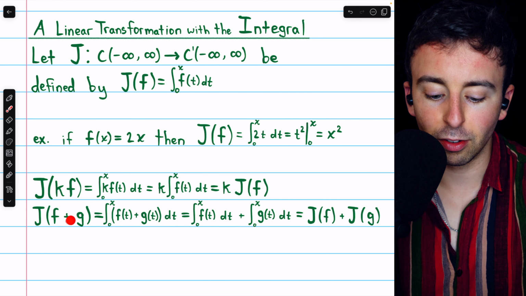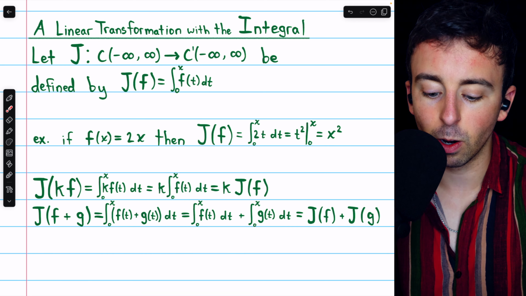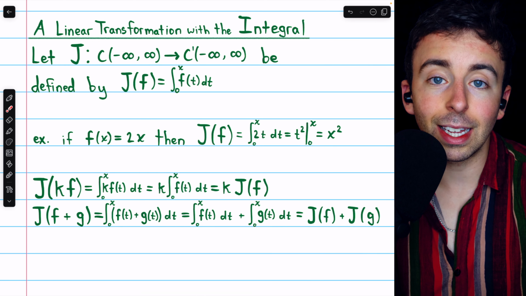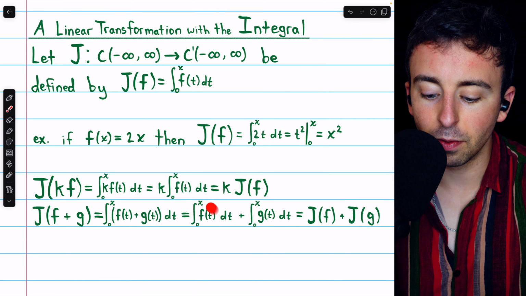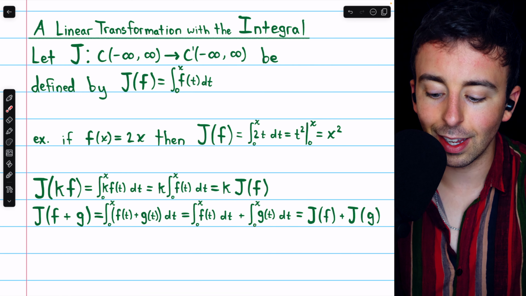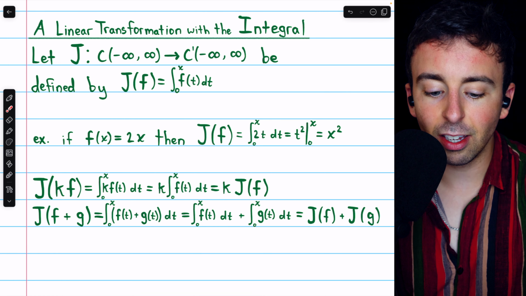J of f plus g would be the integral of f of t plus g of t from 0 to x, and we can split an integral across addition. So we could write this as the integral of f of t plus the integral of g of t, so J of f plus J of g. Clearly, the additivity property is satisfied, and so indeed, this mapping, defined as an integral, is a linear transformation.